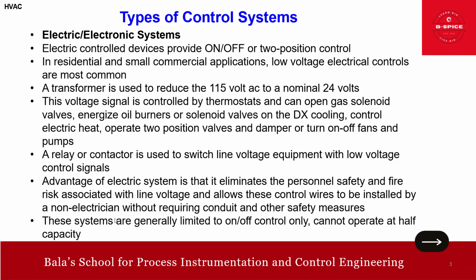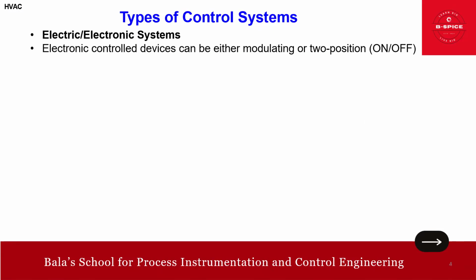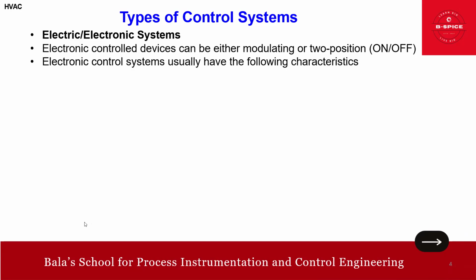So these systems are generally limited to on-off control and cannot operate at half capacity. That is not possible. So it's just on and off. Okay, now we have an improved version, electronic. So the electronic control devices can be either modulating or two position, on and off, right? So electronic controls usually have the following characteristics.